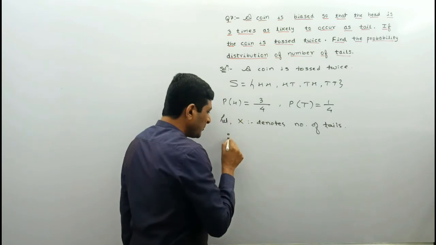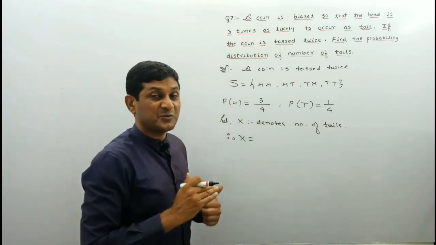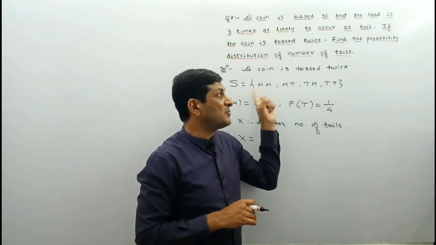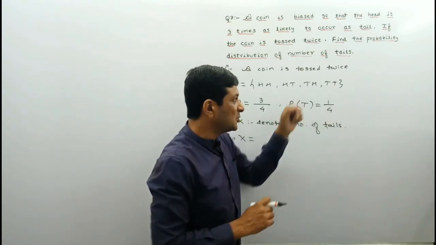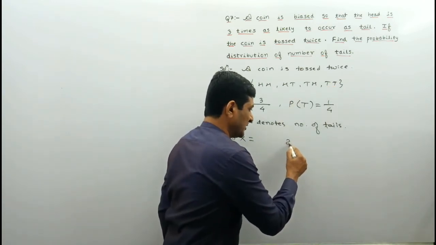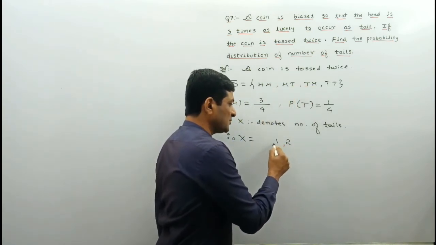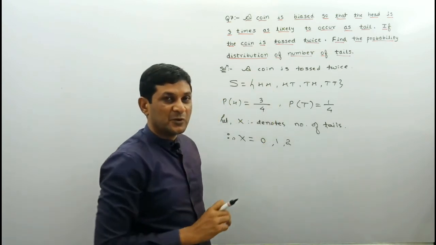So therefore, possible values of x. Now we will find out possible values of x, meaning we will associate a real number with every outcome of this random variable. Here how many tails are there? 2 tails are there, so the value of x will be equal to 2. Here how many tails are there? 1 tail is there, so the value of x is 1. And here how many tails are there? 0 tails, so x will be equal to 0.